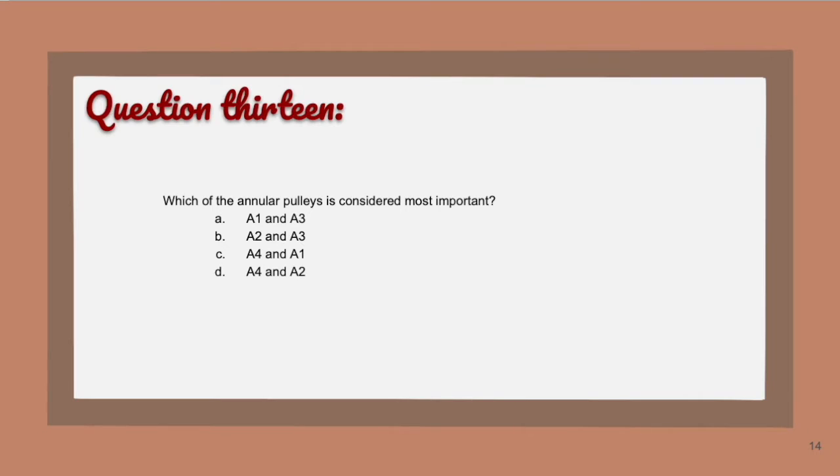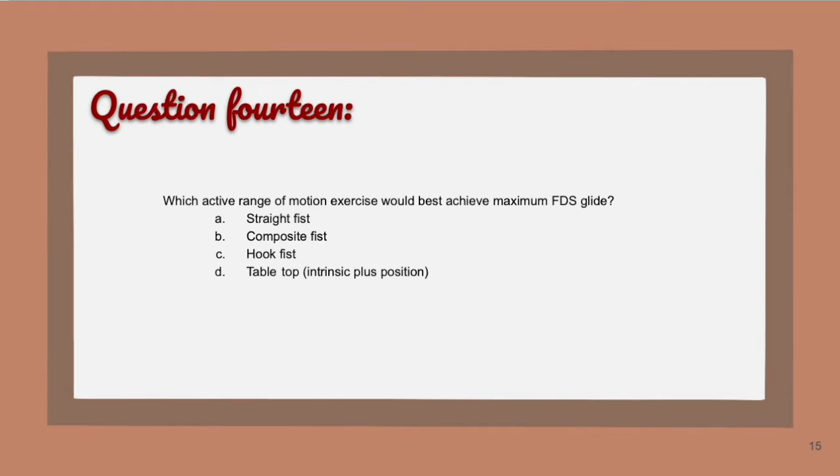Question 13. Which of the annular pulleys is considered most important? A. A1 and A3. B. A2 and A3. C. A4 and A1. D. A4 and A2.